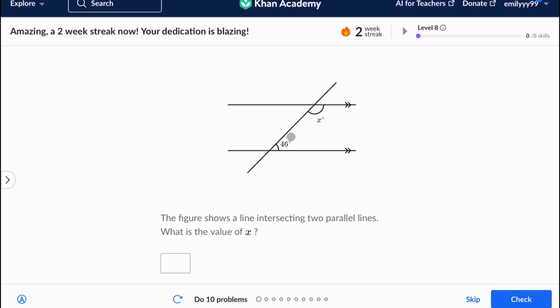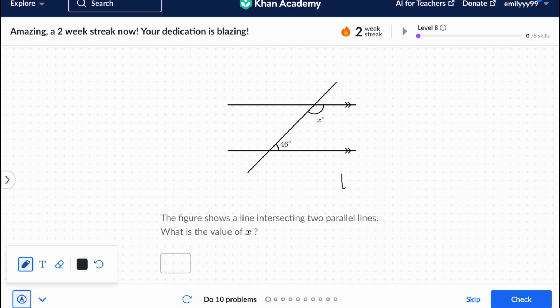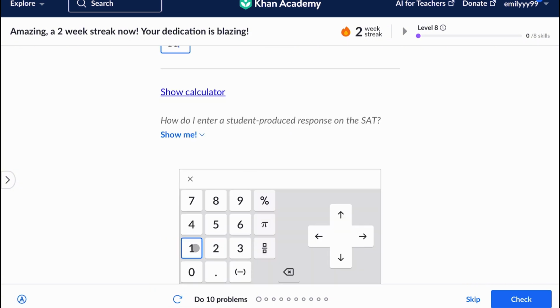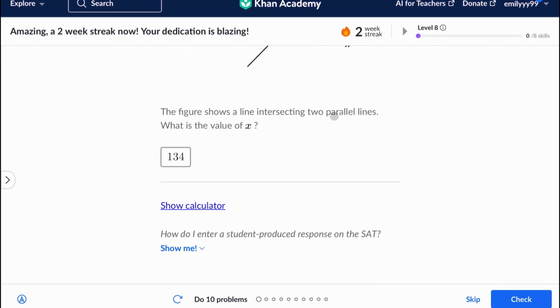But x and 46 are on the same side, consecutive interior angles. They're both on the inside and on the same side, and that would equal 180 together. So all we have to do to find x is 180 minus 46, which should equal x, and that's 134. So 134.